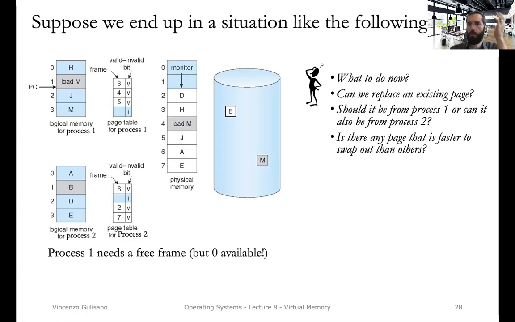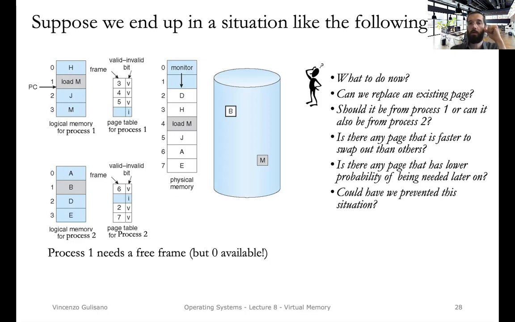Can we choose the right page to swap out? Are there pages that would be faster to swap out than others? Can it be that some page has a very low probability to be needed in the immediate future, or even later on? So actually swapping that out is good, because in any case, we will not need to swap it in again.